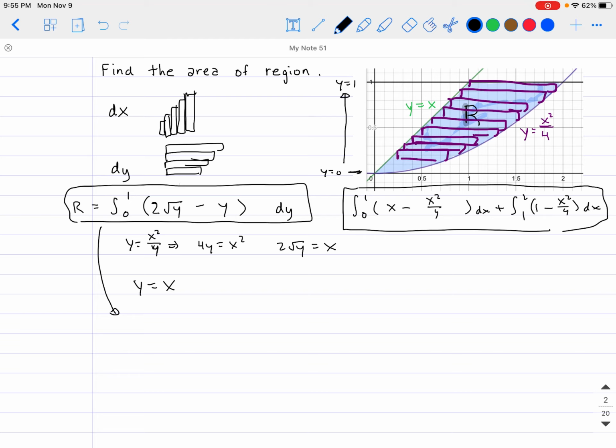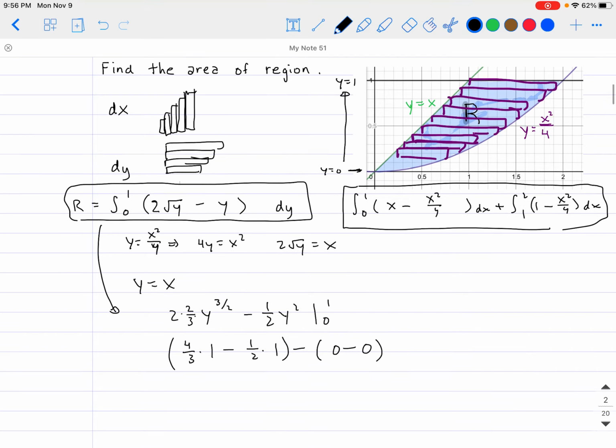Let's see. I'm going to take the antiderivative. So 2 times the square root of y, the antiderivative is y raised to the power of 3/2 multiplied by 2/3, and then the 2 carries over. Then we have minus 1/2 times y squared, boundary from 0 to 1. Plug in the upper bound minus the lower bound. So that's 4/3 multiplied by 1 minus 1/2 times 1. All of that is the upper minus the lower, which is 0 minus 0.